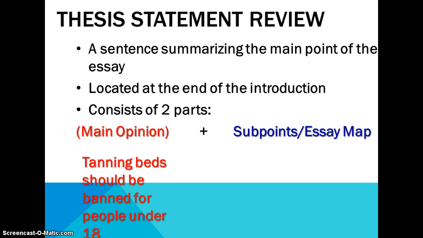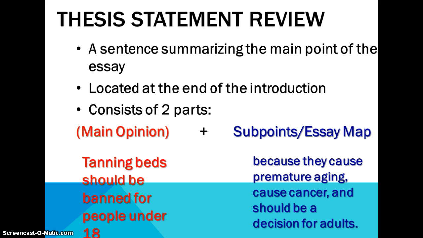So as an example, the main opinion could be tanning beds should be banned for people under 18. The subpoints would be people under 18 because they cause premature aging, cause cancer, and should be a decision for adults. So you can see that I have the main opinion, and then I've also previewed, have an essay map of the major points.